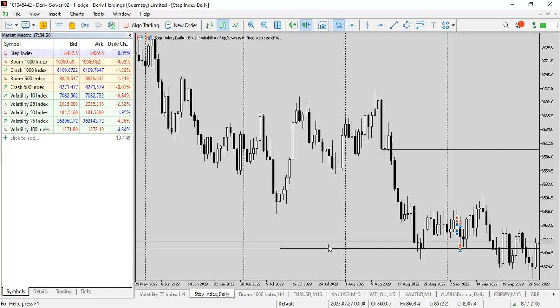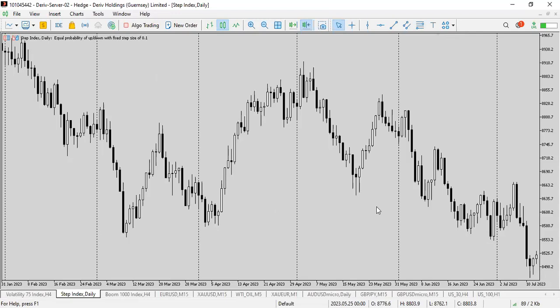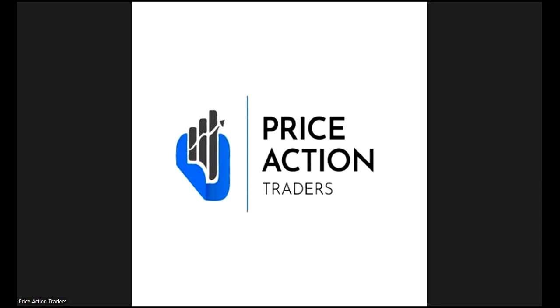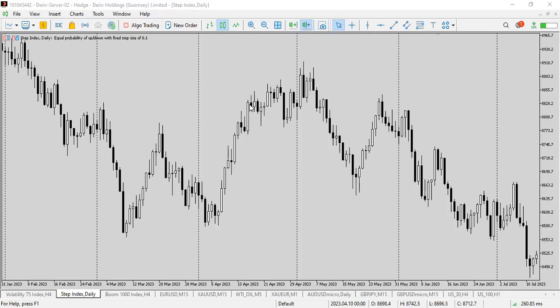So this is your stuff. This is the MetaTrader, MT5 or thereabouts. Yeah, so this is MetaTrader.